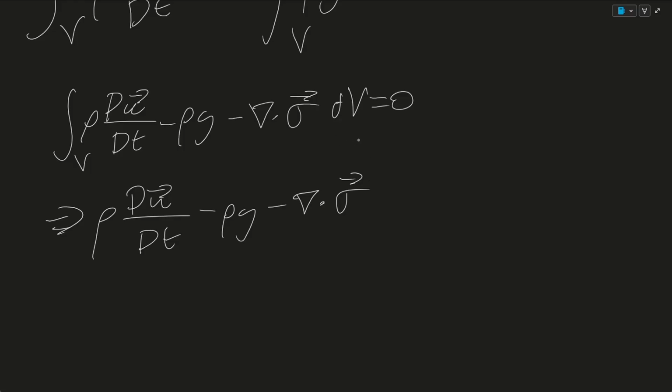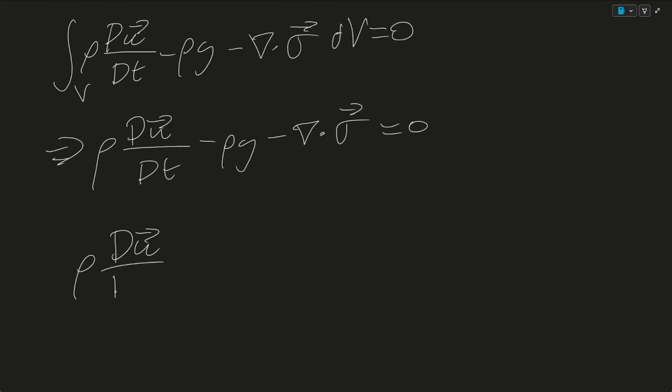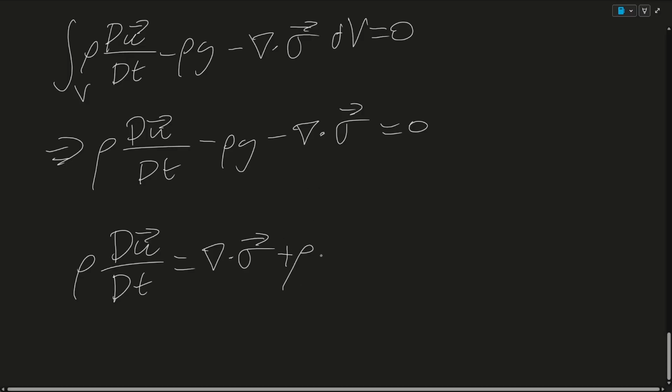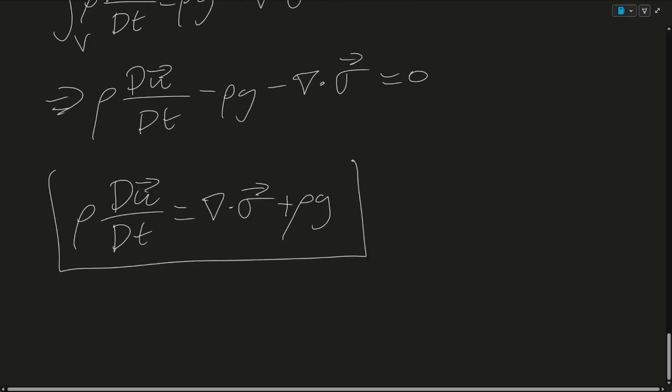the tensor divergence of the stress is equal to 0, and so we end up with the Cauchy momentum equation, which is that the density times the material acceleration is equal to the divergence of the stress plus the gravity. I'm still not happy with that rho. That's better. Rho g. That's our first box for today.